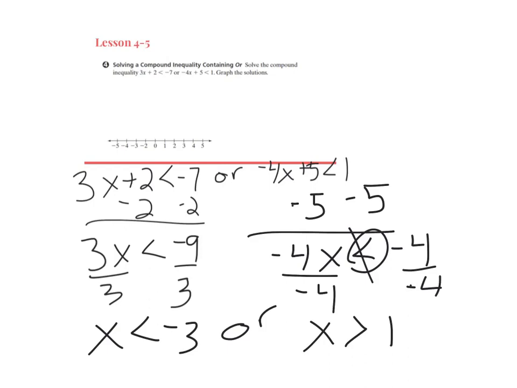So here we're looking for numbers that are greater than 1. So open circle on 1 to the right, and then numbers that are less than negative 3, open circle on negative 3 to the left. There's our solution.